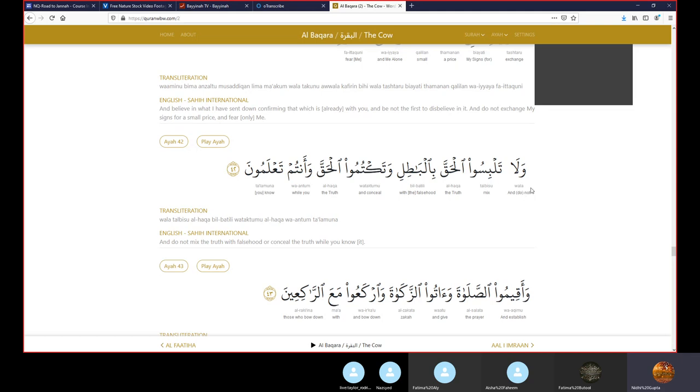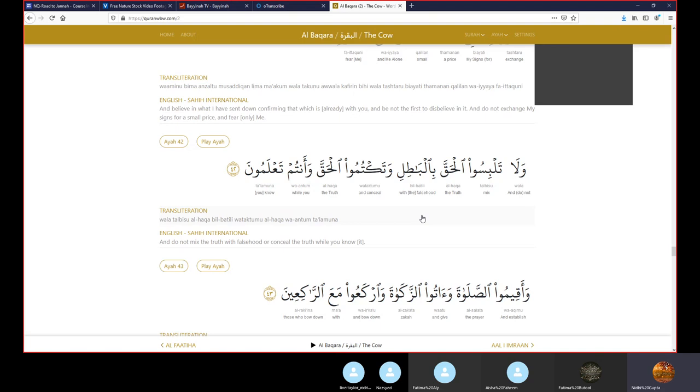So what is being said is, and do not talbisu, do not mix up al-haq. Haq is the truth. Haq is also referred to as purpose in the Quran many times. So it's the truth, the purpose. Bil batili. Batil is something which is falsehood, or something that has been created, which was not the truth, like some false thing or a false practice that has been created, or some innovation that was not the original intention. So that's called batil, right? And in Islamic terminology, a lot of times it's used for doing something against the sunnah, you say, okay, this is batil, don't do that.